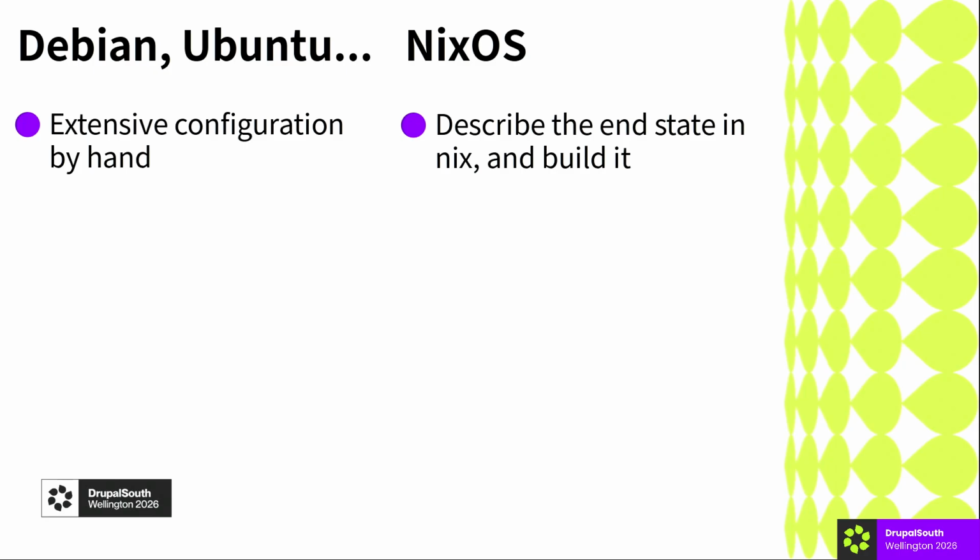In NixOS, you can actually just use the Nix language to describe the end state of that image at a fairly high level. And the package manager just builds it for you if it can. And if something's not quite right, Nix will actually stop and tell you so you can fix it before it does anything. So that's cool, but what about upgrades?